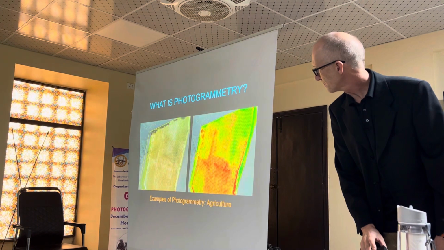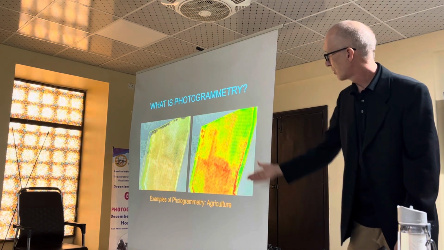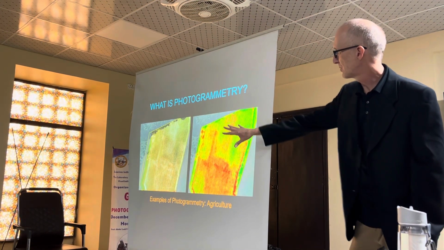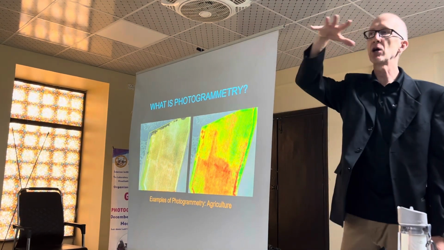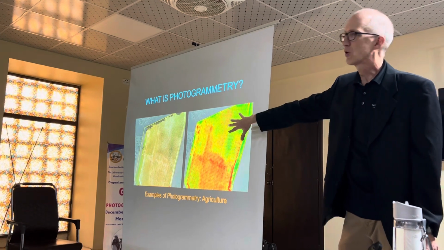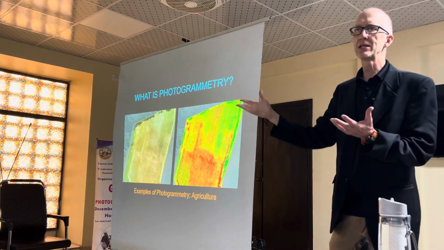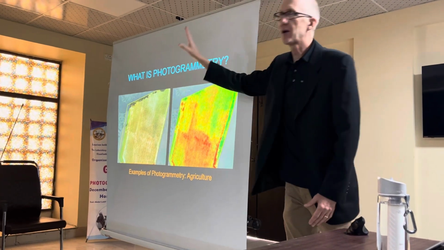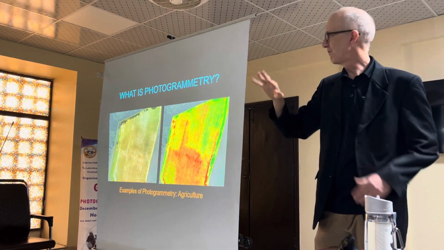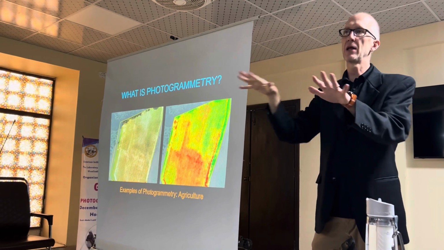Let's see, agriculture is another use of photogrammetry. This is aerial photogrammetry, probably a drone flying over an agricultural field. It's a quick way for farmers who have access to a drone to take a photograph of their field and figure out how irrigation is working in the field.